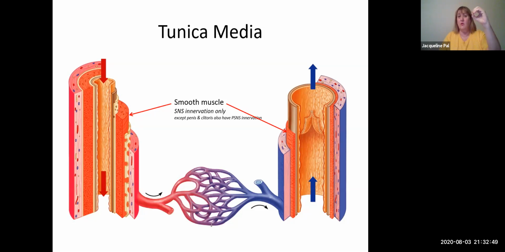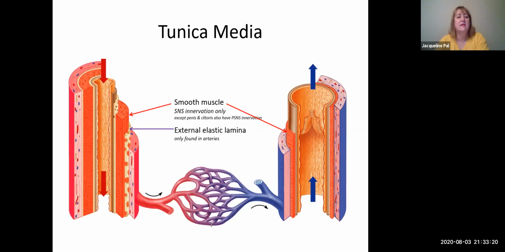So if it's going around like this, it will make the blood vessel diameter smaller. And that's how it is everywhere in your body except for the penis and clitoris. So for now, just think this is how it is everywhere in your body. And then when we come back and we do repro at the end of the semester, then I will remind you how that works because it's different. So only sympathetic stimulation to the smooth muscle of the tunica media.